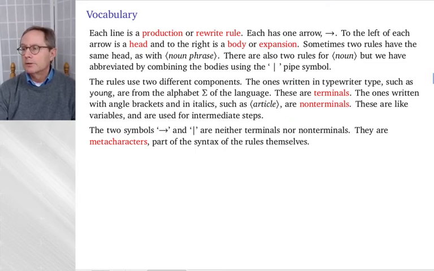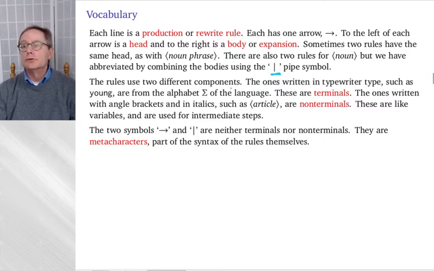Okay, so to the left of each arrow is a head, and to the right is a body or an expansion. So sentence is a head, noun phrase is a head, article is a head, and to the right is a body or an expansion. Sentence, arrow, noun phrase followed by verb phrase. The head is sentence, the body is noun phrase followed by verb phrase. Sometimes two rules have the same head, that can happen. There are also two rules for noun, but we've abbreviated by combining the two bodies together with the pipe symbol, the vertical bar that I just talked about a second ago.